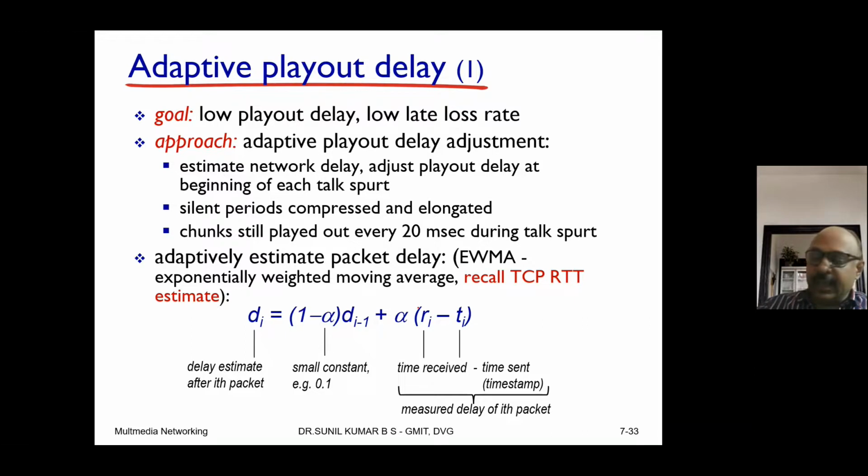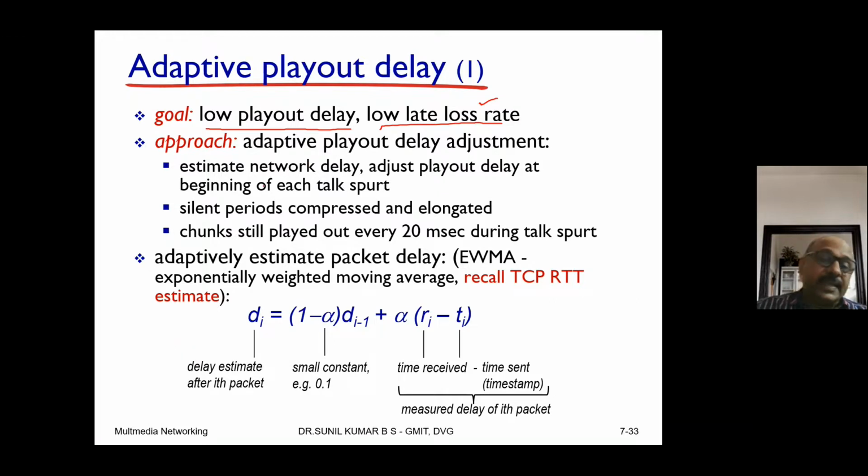This adaptive playout delay has a goal of low playout delay. It means that uncertain issues will be there in the network, and because of that the playout delay cannot be fixed properly. But whatever you fix should be as minimum as possible, with a low loss rate also. The packet loss should be as minimum as possible. This is the goal. Then how to approach this?